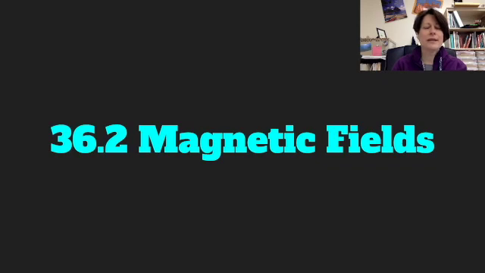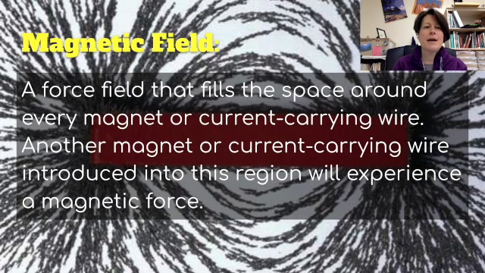So let's talk about magnetic fields. A magnetic field is a force field that fills the space around every magnet or current carrying wire. Another magnet or current carrying wire introduced into this region will experience a magnetic force. And so here you can see this magnetic field on this magnet in the background. What has been done is there have been iron filings placed around the magnet. And so these are the field lines where that force is. So we have field lines going between the north and south poles here.